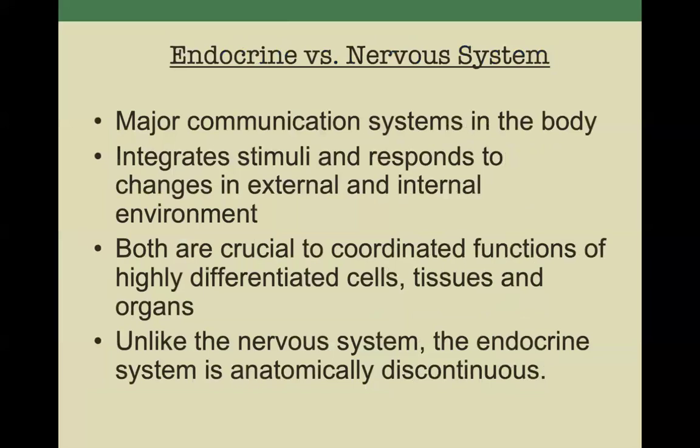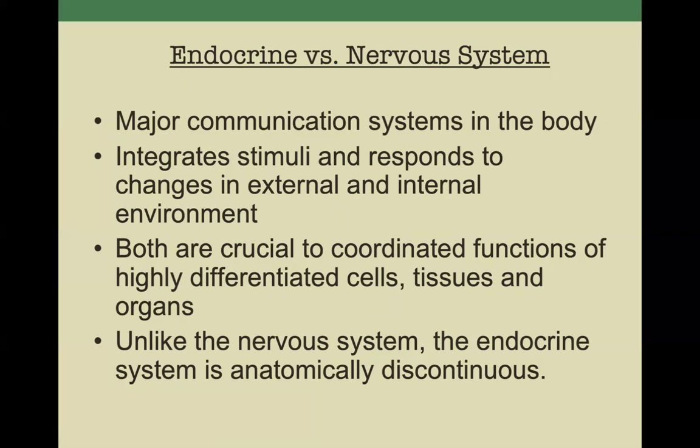The endocrine system is also organized differently than the nervous system, although some similarities exist as well. Both are major communication systems in the body that integrate stimuli and respond to changes in the external and internal environment. Both coordinate functions of differentiated cells, tissues, and organs. However, the major anatomical distinction is that the endocrine system is discontinuous.